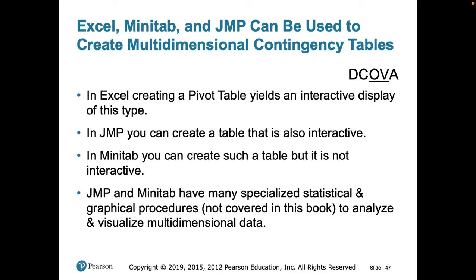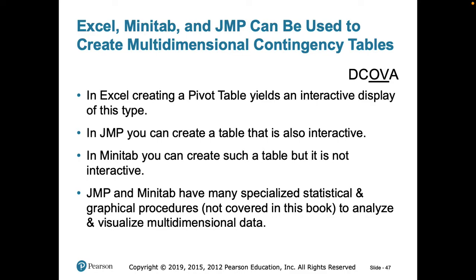In Excel, you can create pivot tables, and they're very convenient to use. You can manufacture them to represent the data that you're trying to show. Basically, you put all your data into Excel, and then you insert a pivot table, and that will help you display the data. In JMP, you can also create a table that is interactive. In Minitab, you can create a table, but it's not really interactive. So Minitab is not as strong as Excel or JMP for this.